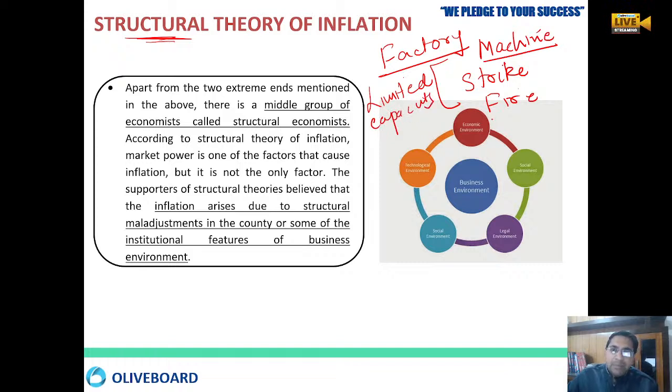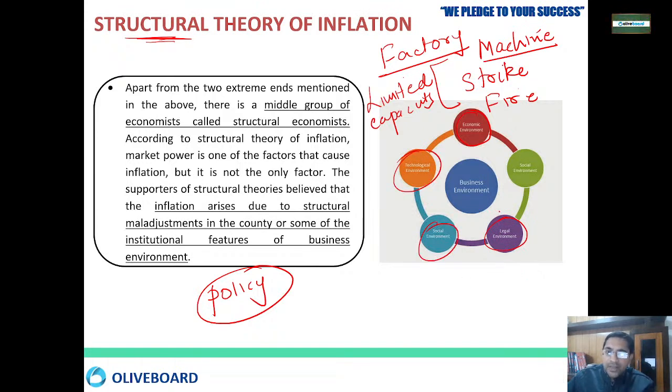So anything can happen structurally, maybe your economic environment might not be good. Government policy, like before the policy was good, then all of a sudden the government has changed the policy, so that is also a structural problem. All of a sudden the production of the company will be hampered. Some legal issue might have come, social environment might have changed, a sudden change in the technology can also be a problem. So all these are called structural problems. Because of that, inflation goes up.